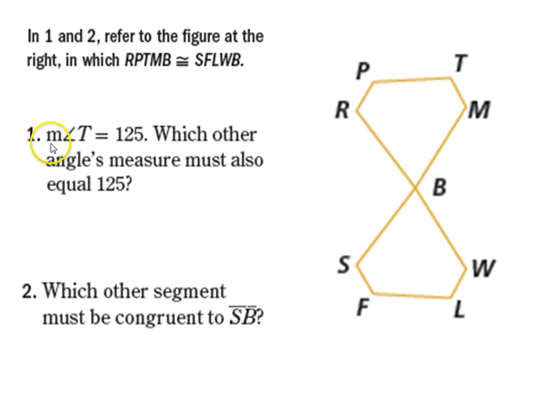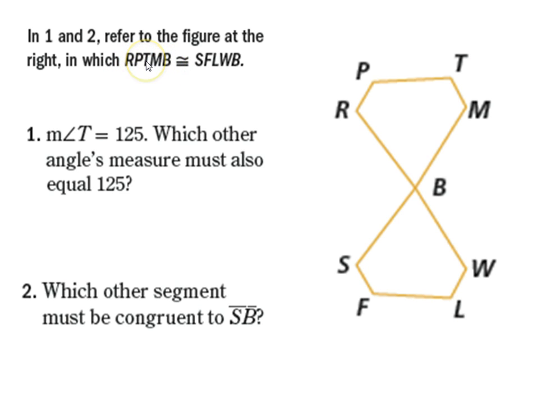And we're told that the measure of angle T is 125 degrees. Which other angle's measure must also equal 125? For this we can look at the picture and see where it matches up, but in this case it might be easier just to use the congruent statement. If angle T is 125, there's another corresponding angle that is also 125.